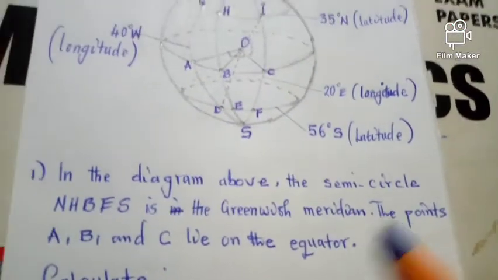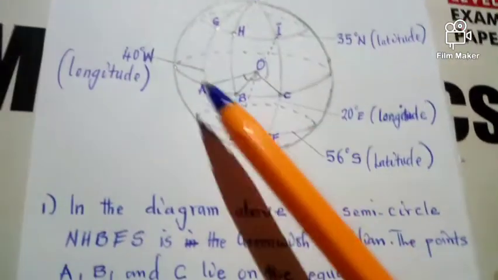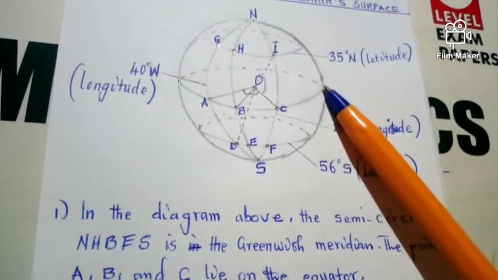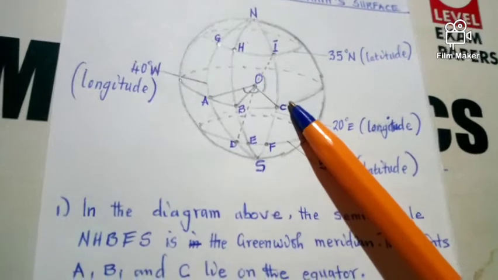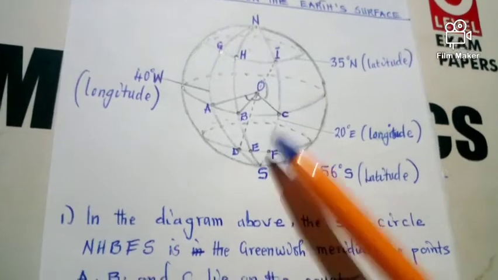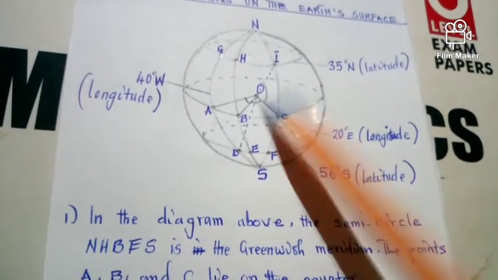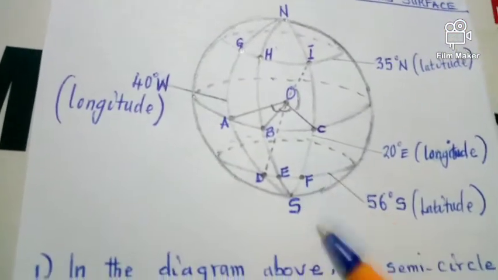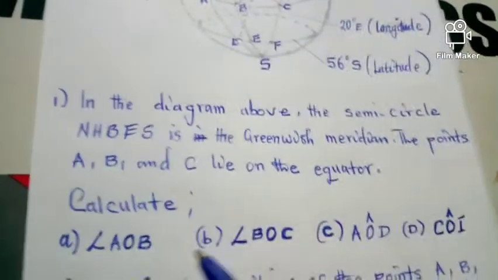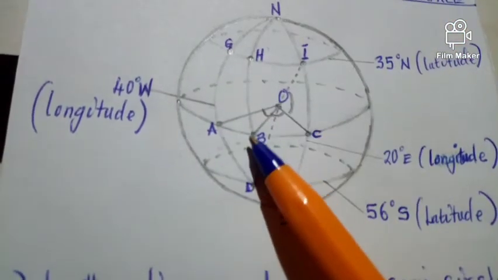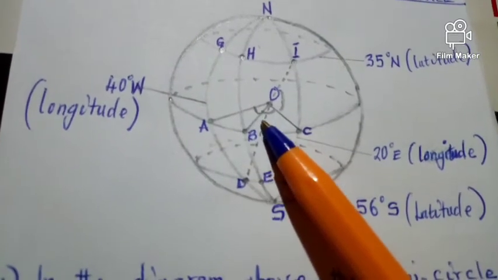So the points A, B, C lie on the equator. So we have this point, this point, and this point, which lie on the equator, and the equator is 0 degrees. It also measures the what? The latitudes from here. You can either go to the northern or the southern. Okay, it also forms angles from here, from the center of the earth. Okay, now calculate angle A or B. Where is angle A or B? This angle here. What is this angle?